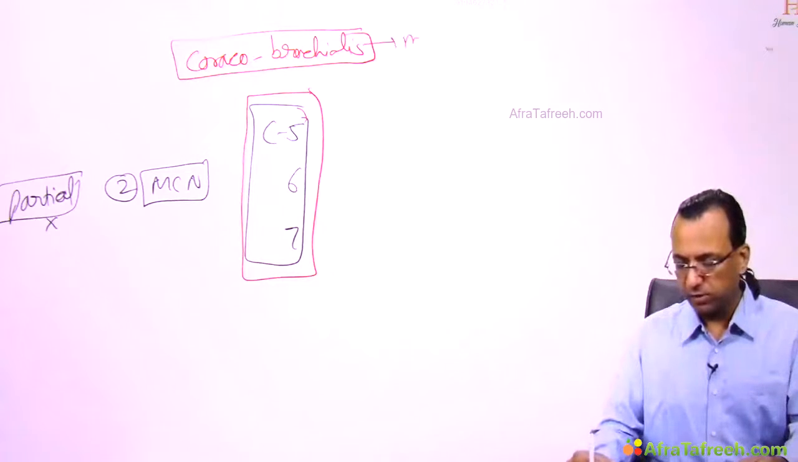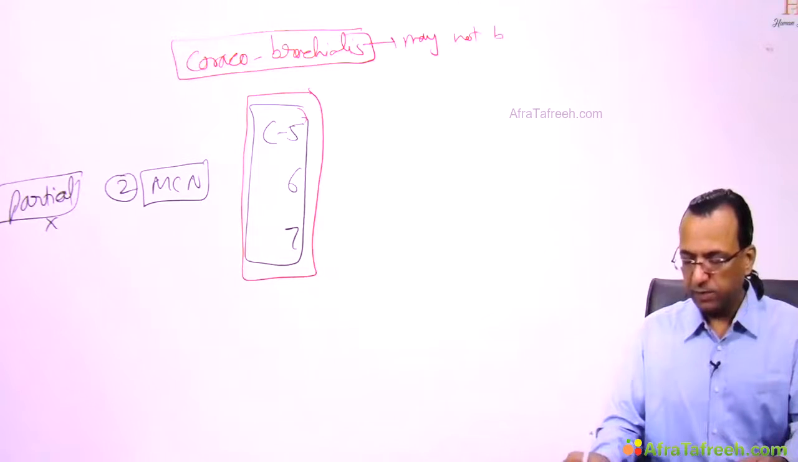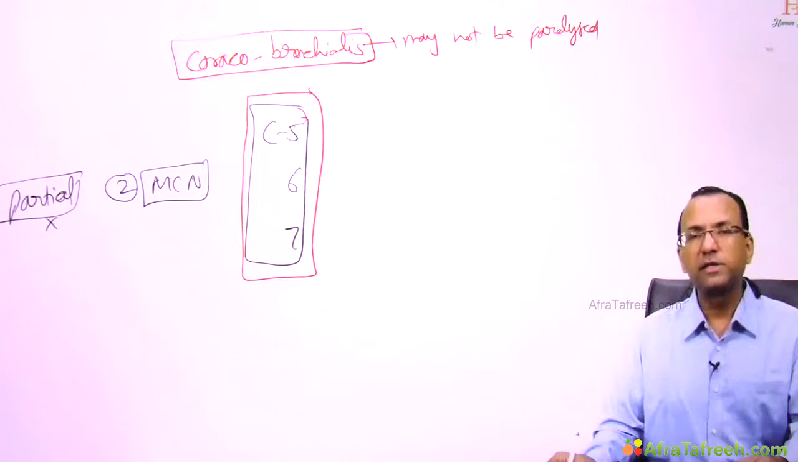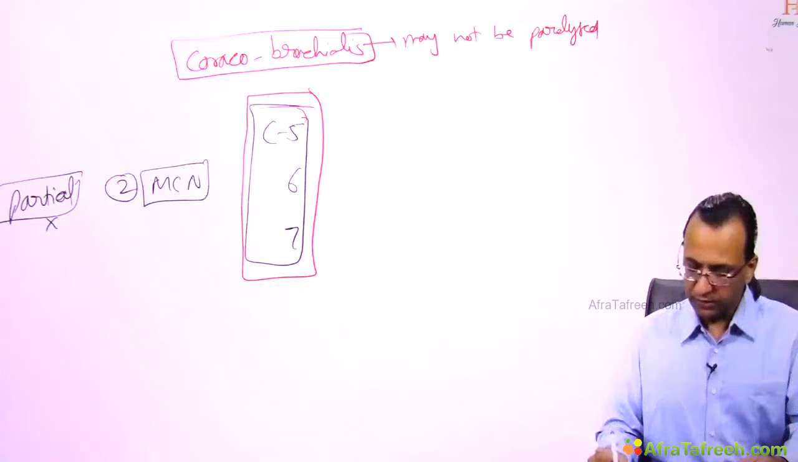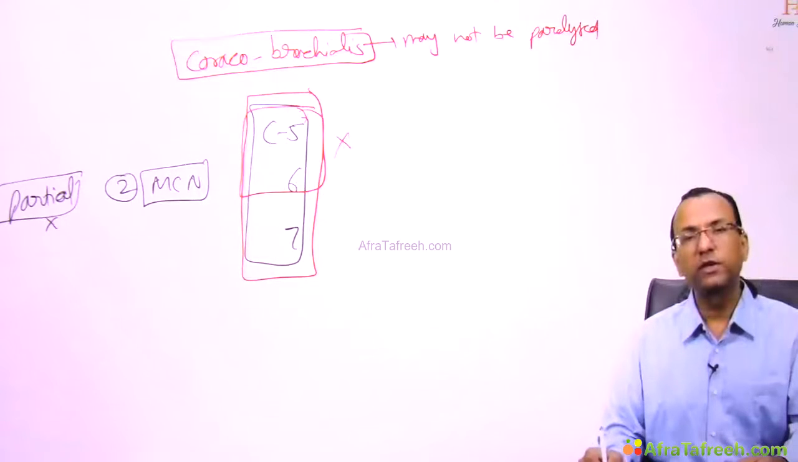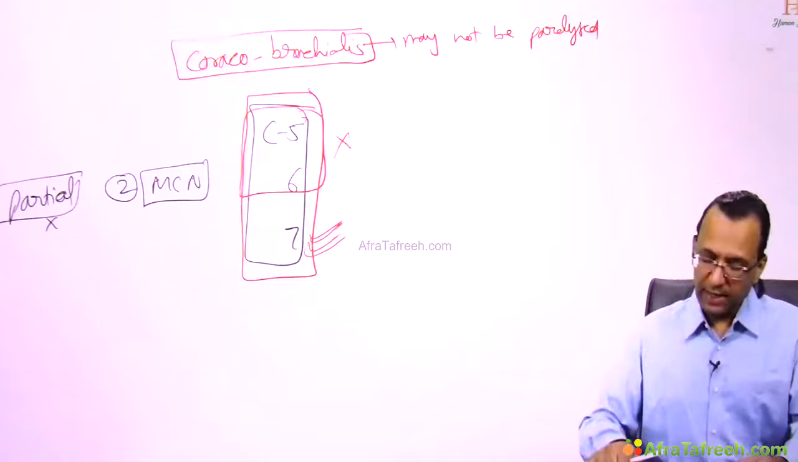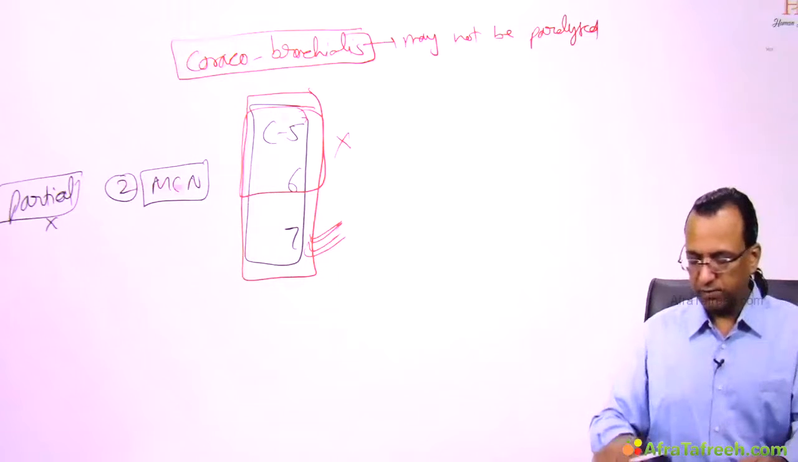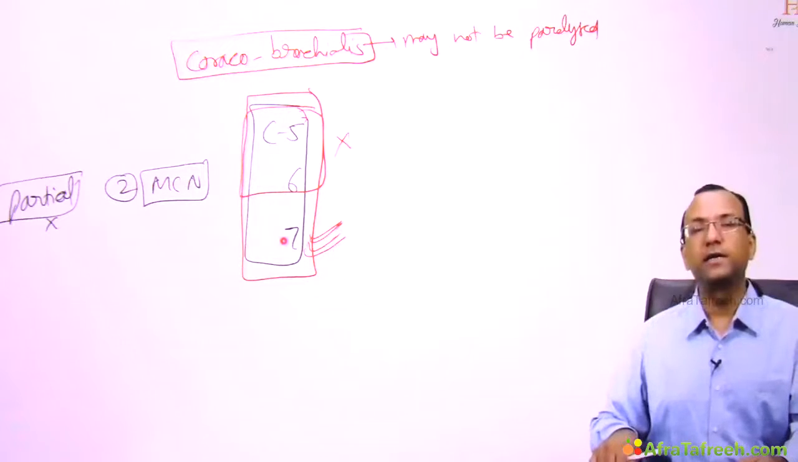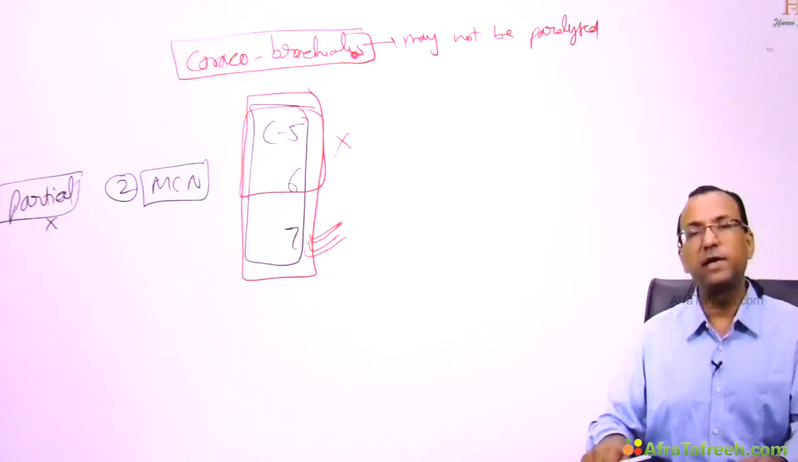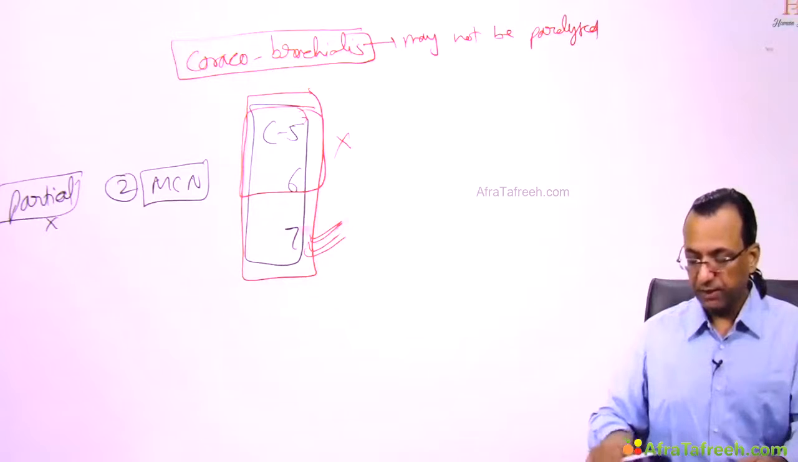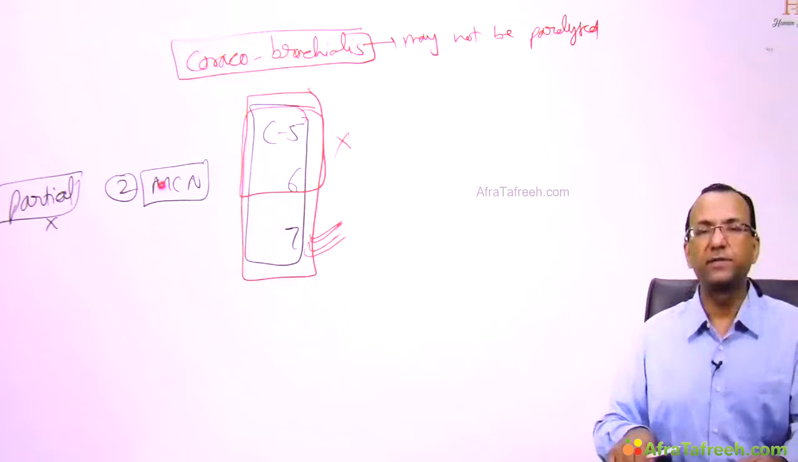Why may it not be paralyzed? You see, in Erb's palsy, which root values are involved? C5-6. So which is still working? C7. So it may still be working. Yes, because C7 is still working. It's a partial injury of the musculocutaneous nerve. Some part of the nerve is still working, and some muscle may be working.